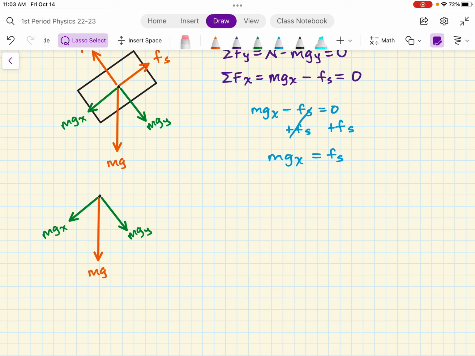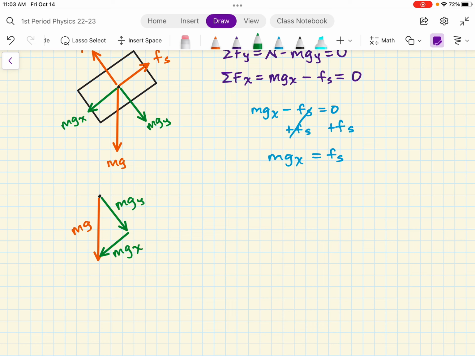The best thing would be for me to move this vector here, right? And then I'm going to relabel my diagram. So this is mg, this is mgy, and this is mgx. And I'm looking for mgx.